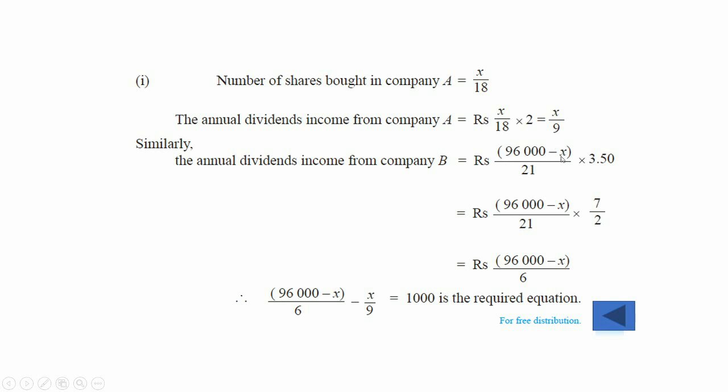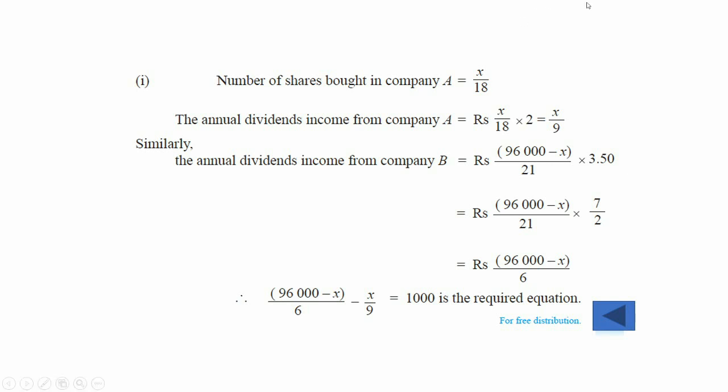96,000 minus X is the investment money of company B. Then this investment amount, if you divide by 21 and multiply by the dividend value per share for company B, you can calculate the sum. This value, (96,000 minus X) divided by 6, is the dividend income from company B.